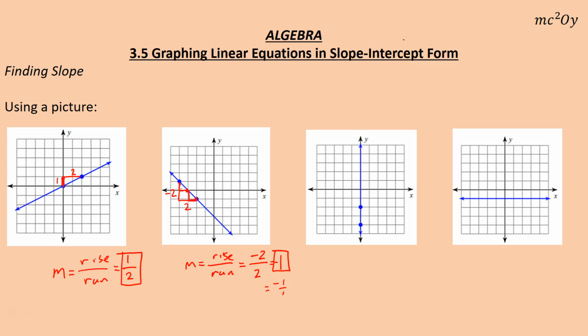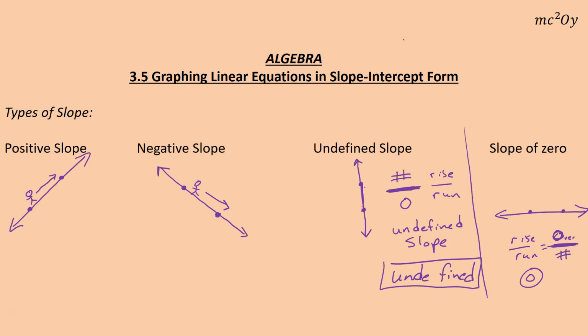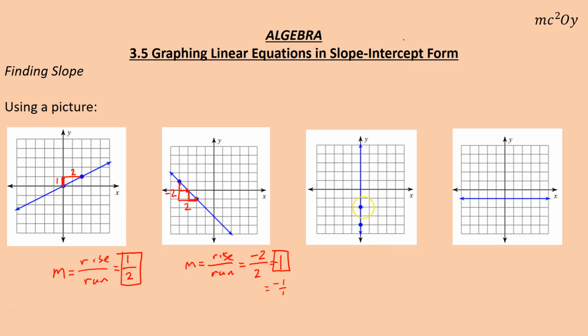Okay. Well, let's look at this one. Notice, oops, sorry about that. This one, we start here, and we go down 2, and we don't run at all. So our slope, if we think of it as rise over run again, let's fix this up here. Rise over run, down 2, and over 0. Well, remember that 0 is under the fraction bar, so it's undefined. It's a vertical line there.